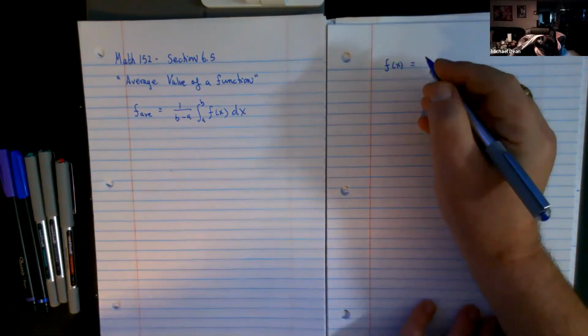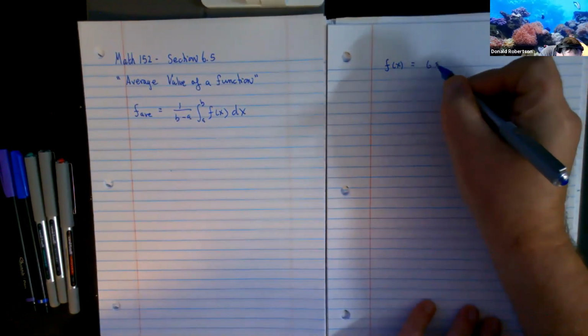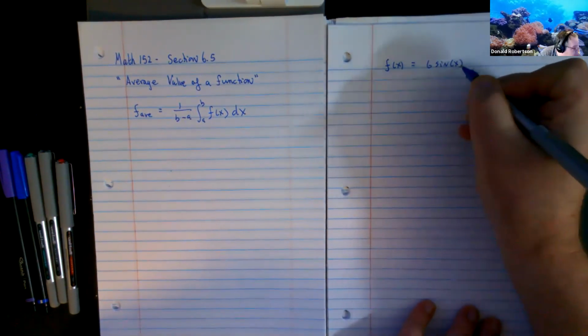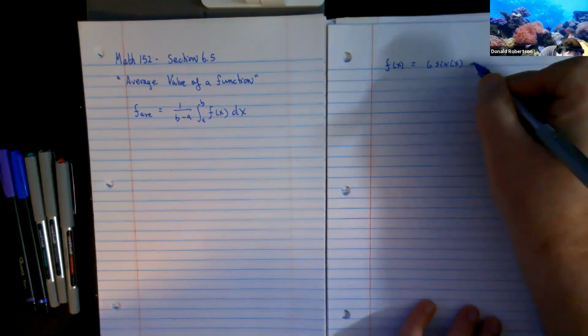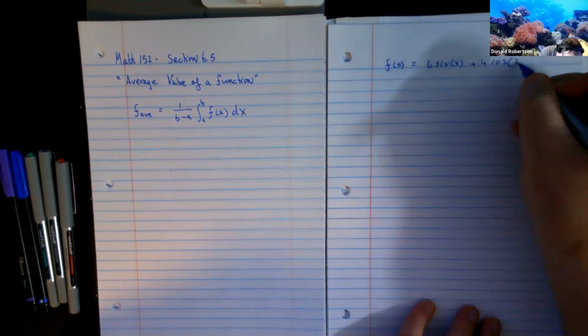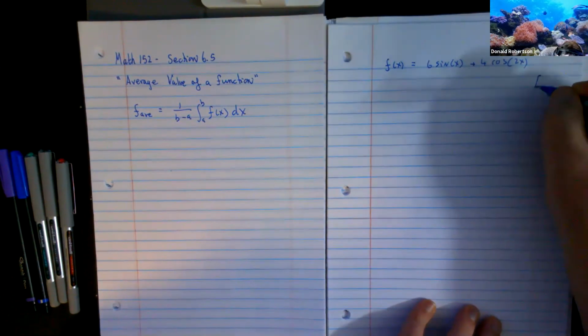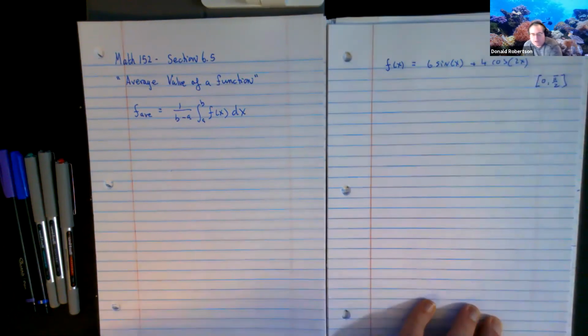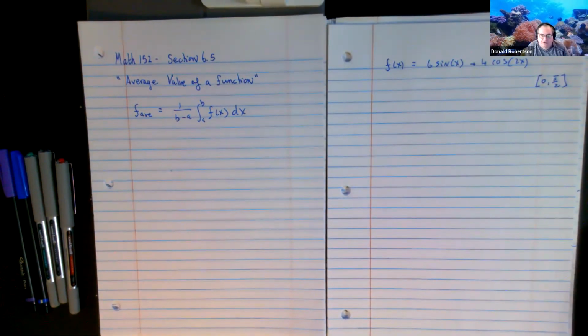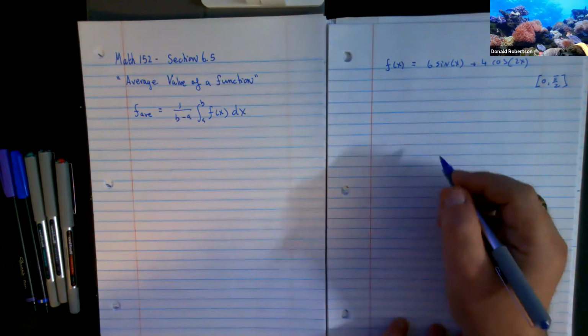Okay, so let's do a 6 sine x plus a 4 cosine 2x. And we'll do the interval, in this case, from 0 to pi upon 2. And the question is the standard one, which is simply just find the average value of the function, right? I'm not going to do any more than just that for this question.